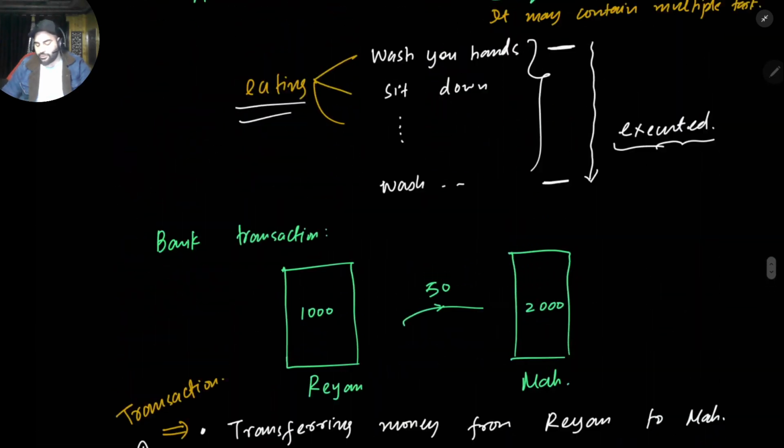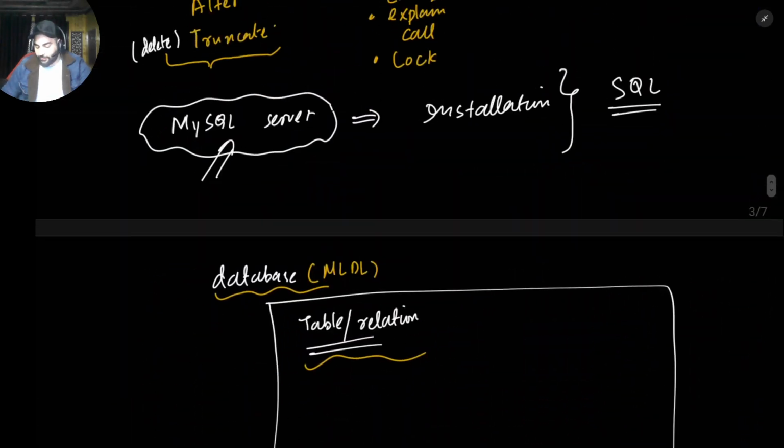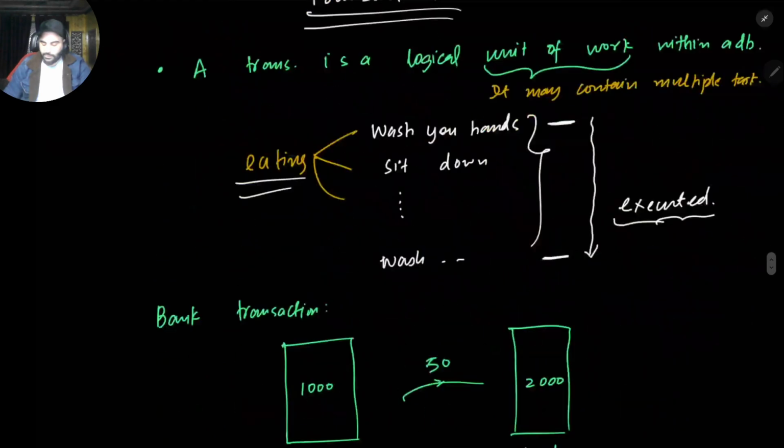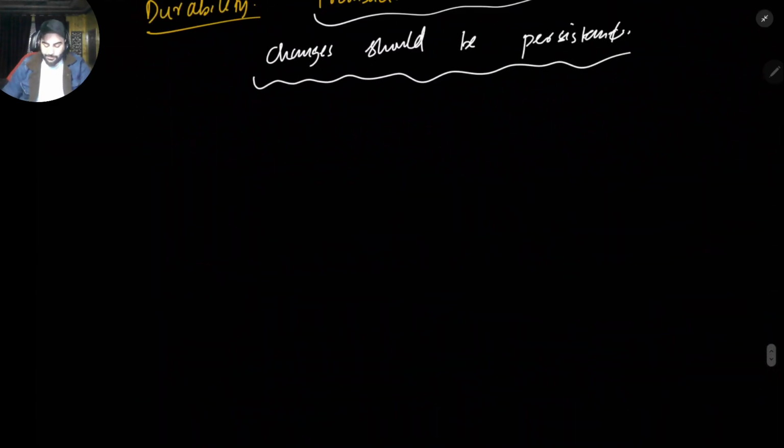There are three things we read in this transaction. If you see TCL, that is transaction control language, in there we have three things: commit, rollback, and savepoint. Let's see what commit, rollback, and savepoint do.